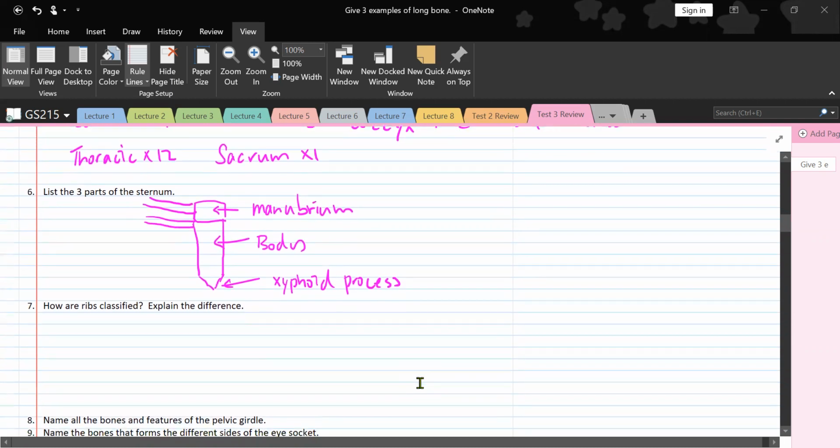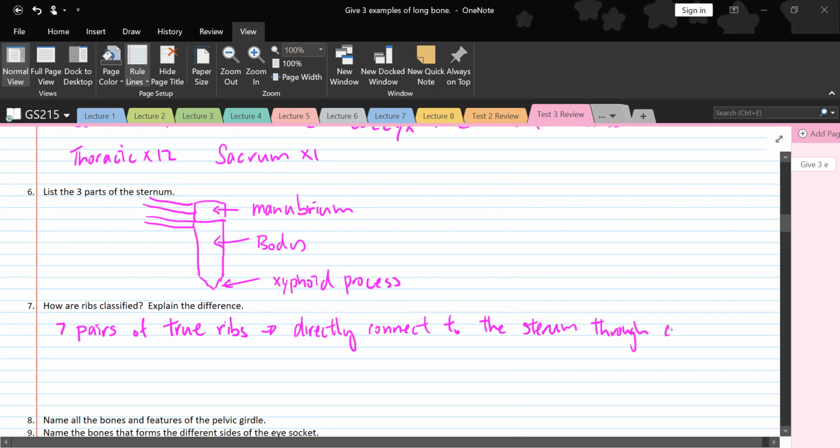Okay, so in terms of rib classification, we would have a total of 12 pairs of ribs, 7 pairs of true ribs. Okay, which means they either directly connect to the sternum through cartilage.